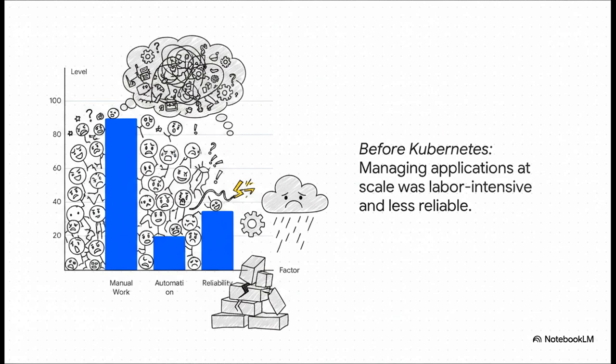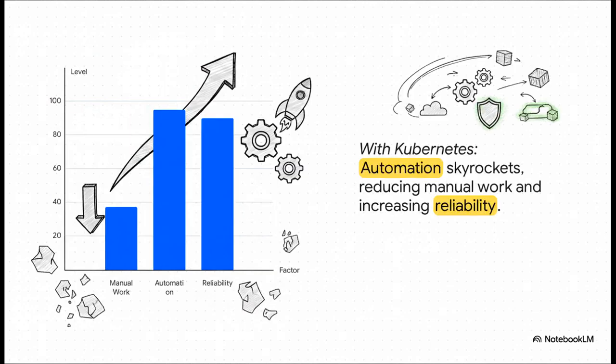Well, before Kubernetes, managing applications at a large scale looked a lot like this chart. A huge amount of manual work for engineers, very low levels of automation, and because of that, lower reliability when things inevitably went wrong. And this is the world with Kubernetes. By automating all of that tedious management, the amount of manual work just plummets, automation goes through the roof. And because the system is constantly healing and managing itself, the reliability of your applications goes way, way up.